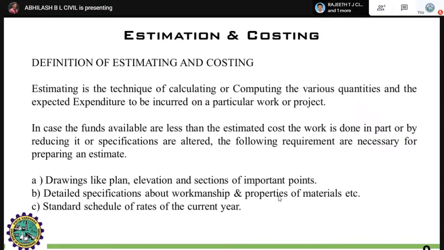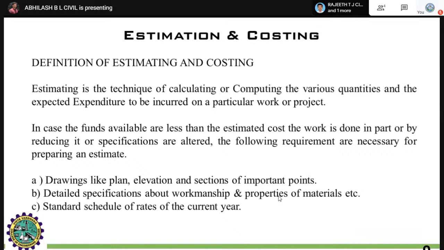Next, the major aspect in this part is estimation and costing. As you know, you have studied estimation and costing in your final year, right? You know how to draw and how to estimate and how to give the costing for a particular building with respect to the center line method, wall to wall method, right? Like this, estimation and costing is more important in any aspect, not only in the construction sector. In any aspect, this budgeting part is more important, right?